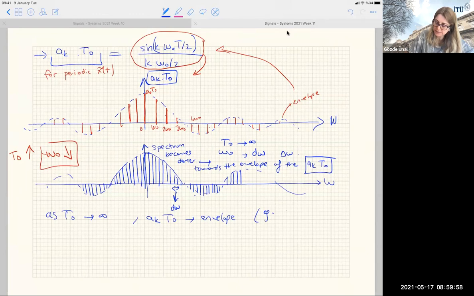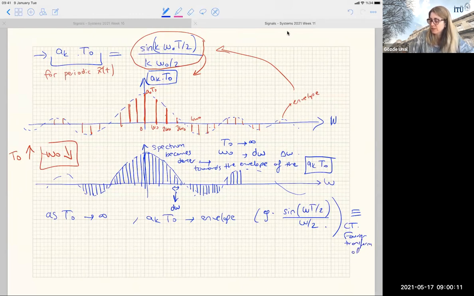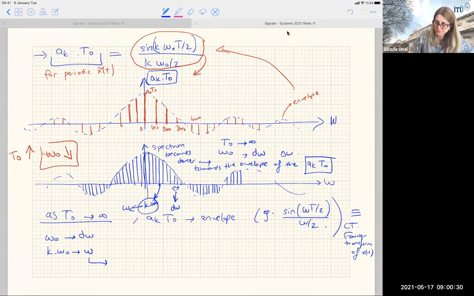For this one, it's sine omega t over 2 over omega over 2. And this is equivalent to the continuous time Fourier transform of x of t, of course, a non-periodic signal. So this is it, guys. We will say, as t0 goes to infinity, omega 0 goes to d omega, and k times omega 0 becomes my continuous frequency variable. So these k times omega 0 will go to my omega. This is a continuous frequency variable.